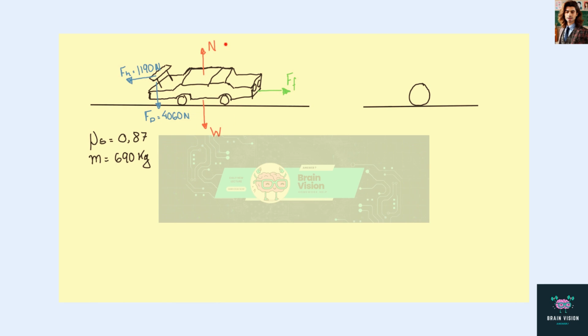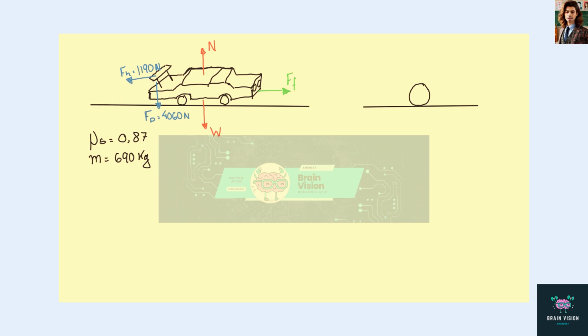In this question, there are 5 forces acting on the car. The weight force, the normal force that is exerted by the ground because the car is on the ground. Then we have that downward force due to the wind, and that backwards force that is also due to the wind. Then there is the frictional force.